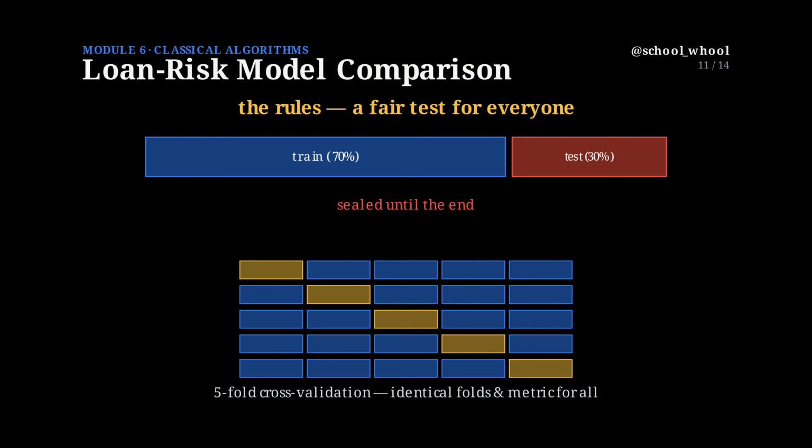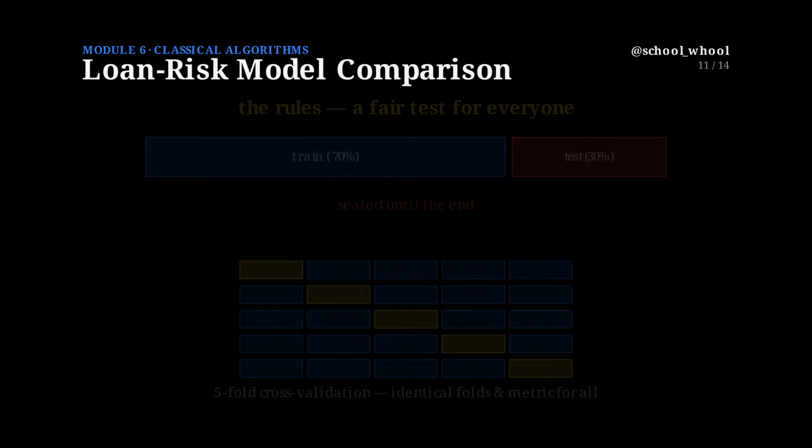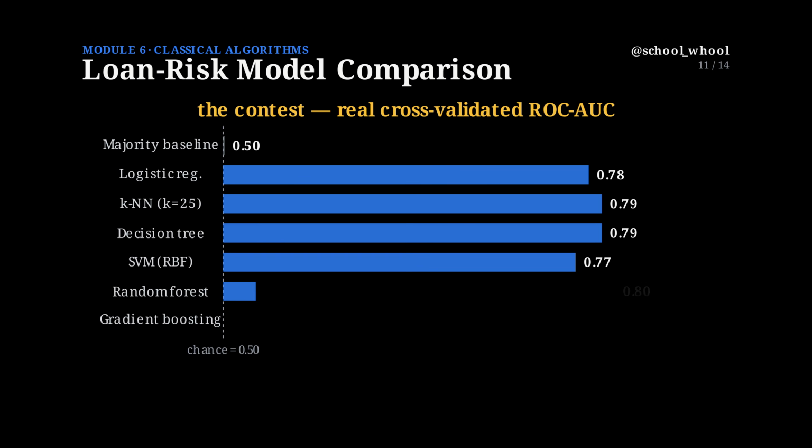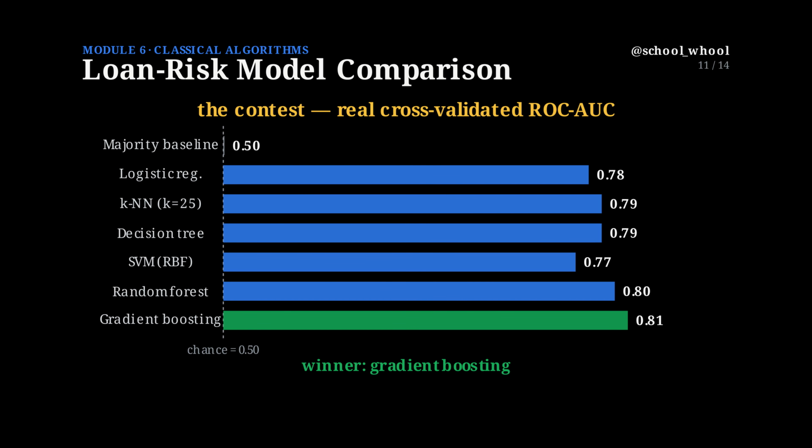Let the contest run. Each bar grows to that model's real cross-validated score, the area under the ROC curve, where higher is better and the baseline sits at 1/2. Logistic regression clears the bar at 0.78, KNN and the tree, about 0.79. The RBF support vector machine trails at 0.77. Then the ensembles pull ahead, the random forest at 0.80, and gradient boosting takes the crown at 0.81. On tabular data like this, ensembles of trees usually win.